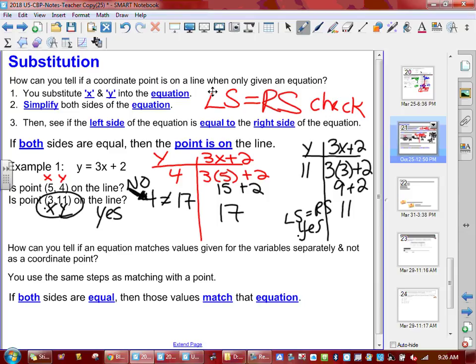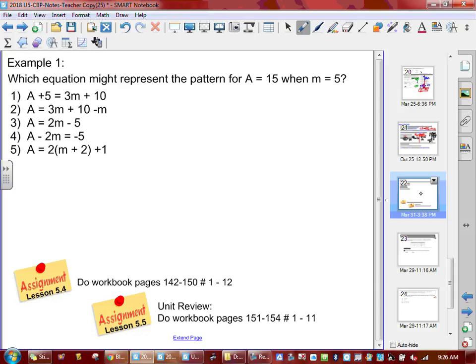Now, there's a question you might see, and there are some on the quizzes, especially on the quiz this afternoon again. They're going to say, for which equation would have these values? So that's the very last one on the bottom of that page 4. So that's this question. It says, what's the pattern if A is 15 and M is 5? So which one of them matches? Well, in order to match, that means the left side has to equal the right side. And again, we're doing a left side, right side check.